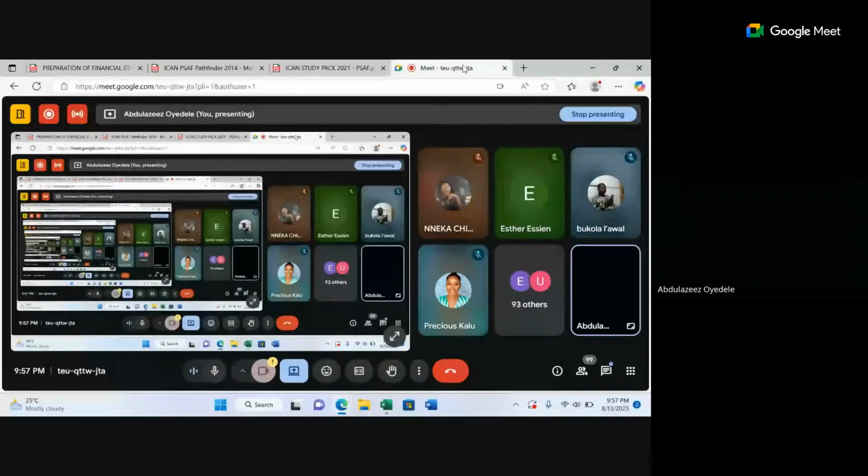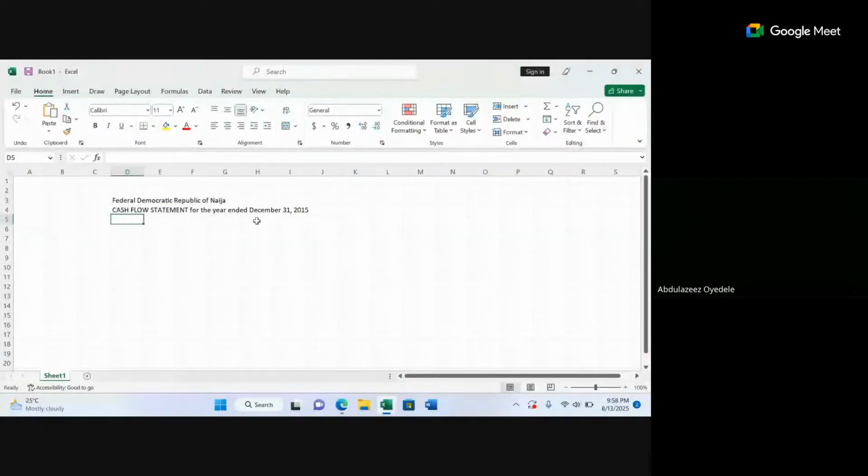So when they say you should show comparative figures, what they are saying is that everything you are preparing for 2015, you show the same thing for 2014 by the side of it. It's simple. That's just what they mean by show comparative figures. So let's get into it. This is for 2015 that we need, and then the comparative figures for 2014 by the side of it, in million naira, and then in billion naira.